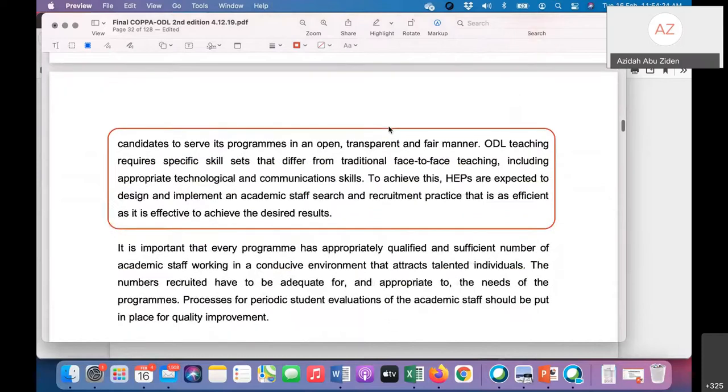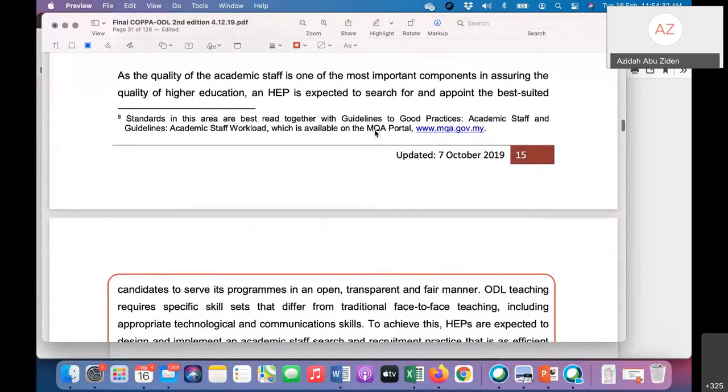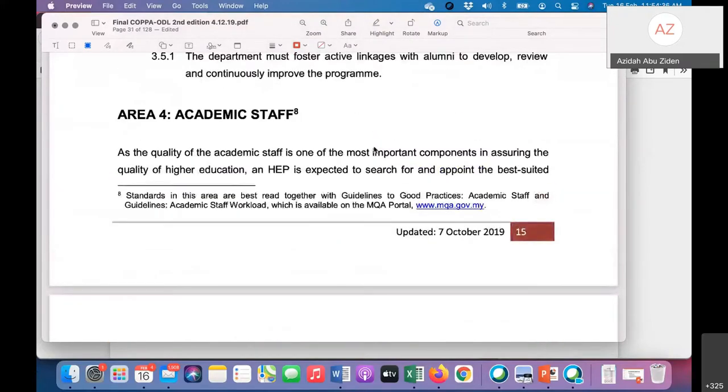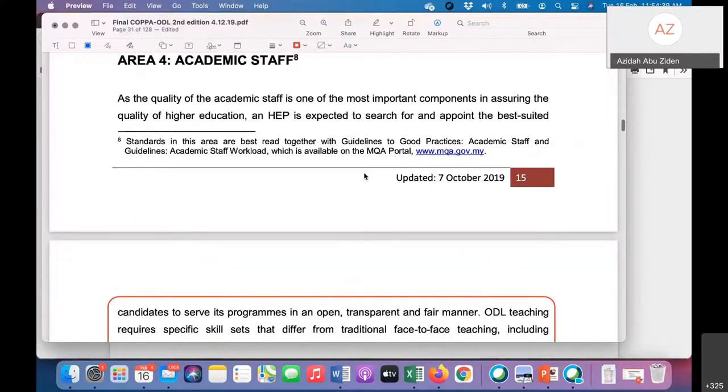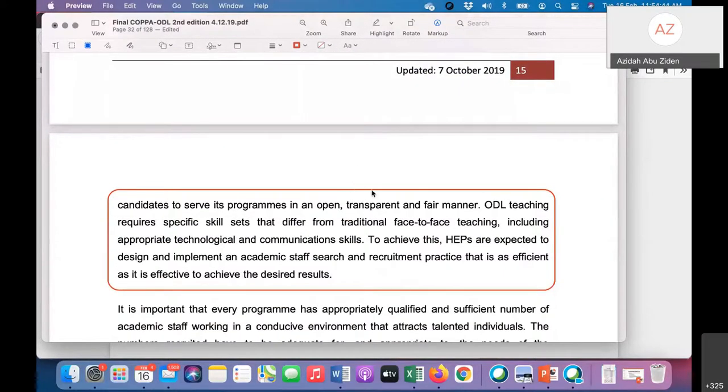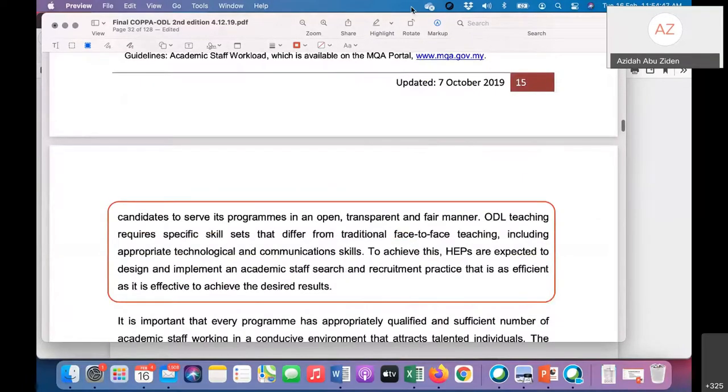Kemudian, satu perkara, bila kita tengok di sini, it start from here. HDP is expected to search for and appoint a best suited candidate to serve its programs in open, transparent and fair manner. Jadi maksudnya, this is academic staff. Katalah you dah ada program yang you dah offer before, and then you are duplicating the program for ODL. Okay, it is okay for you to use the same academic staff to teach the new ODL program.